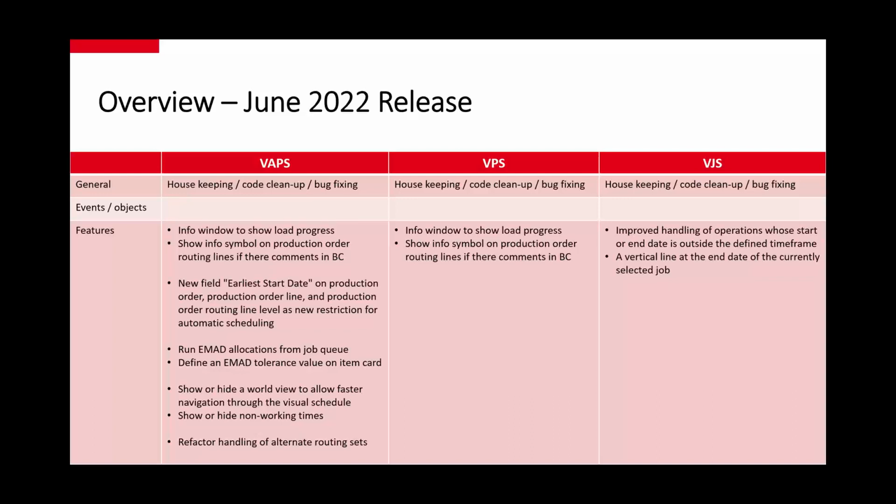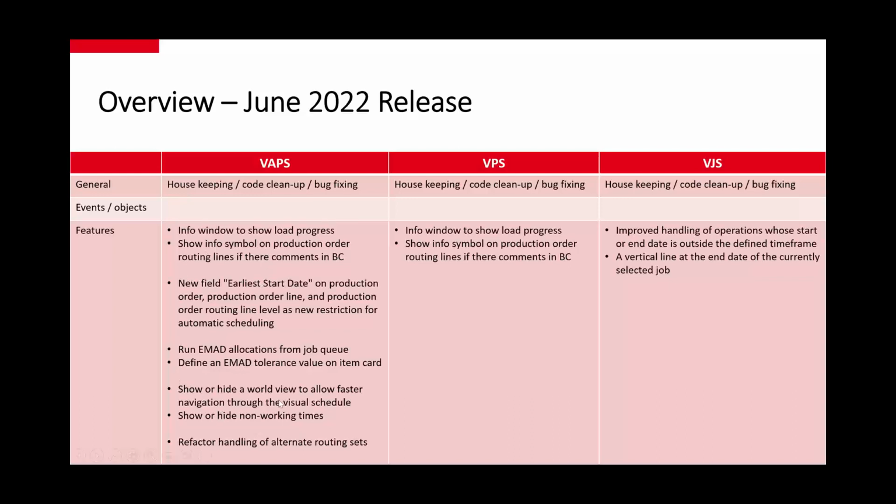In order to prevent these crazy results from happening, we refactored the way we handle these alternate routing sets. We had an ongoing discussion with the developers whether this is a new feature or an improvement of an existing feature. But in the end, the consensus was that the way we do it now is really much better than before. So we put it as a new feature, but never mind, this is just a question of definition.